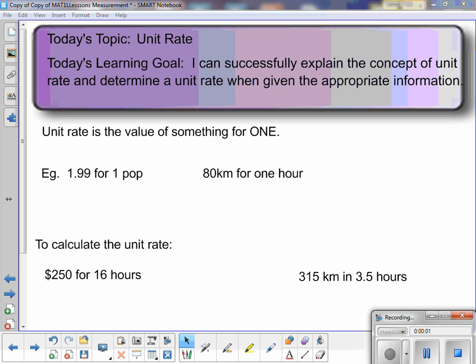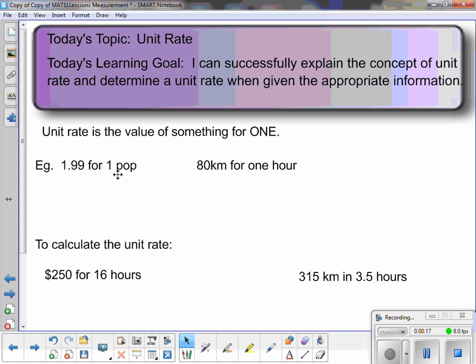Right, so what we're doing now is a little switch, but you'll see after what's going to happen. We'll go back to geometry in the next unit again. Today we're looking at unit rate. And unit rate's really important. You see it in your life, you just maybe didn't know that's what they called it.